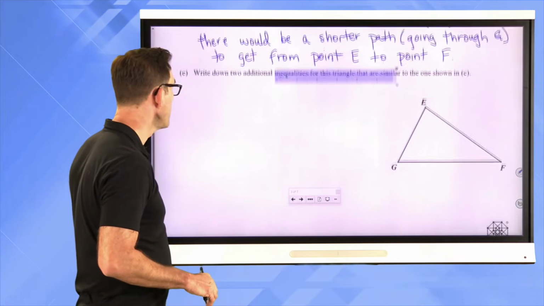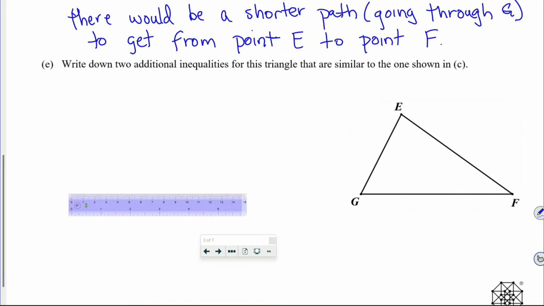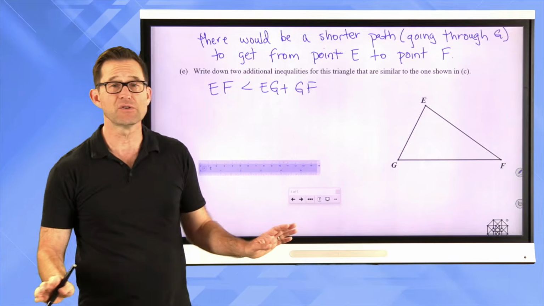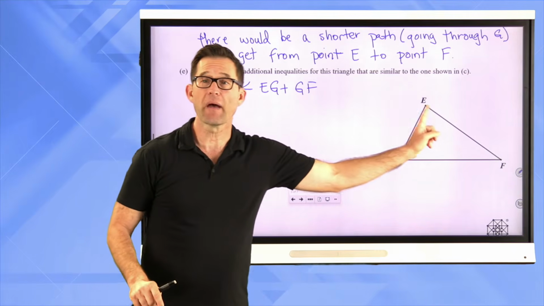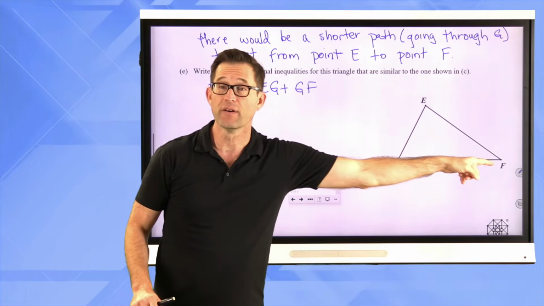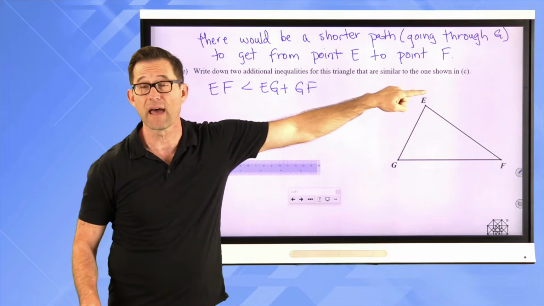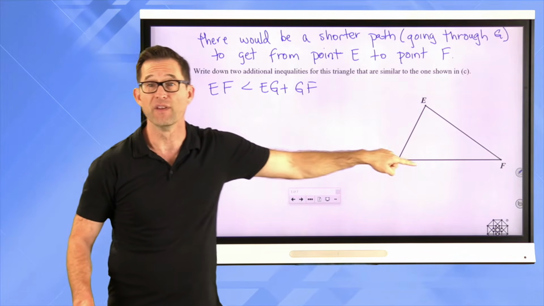Let's go all the way down here. It says write down two additional inequalities that are similar to the one shown in C. Well, let me write down the one shown in C really quick. The one shown in C is EF must be less than EG plus GF, right? And that's basically just saying the shortest path from E to F is line segment EF. In other words, EF has to be smaller than this path.